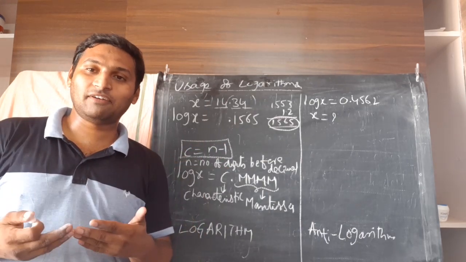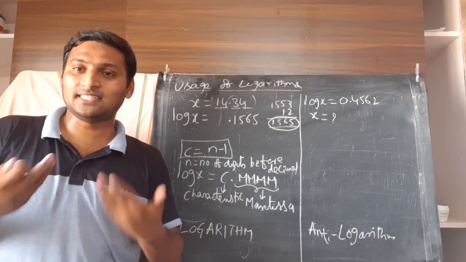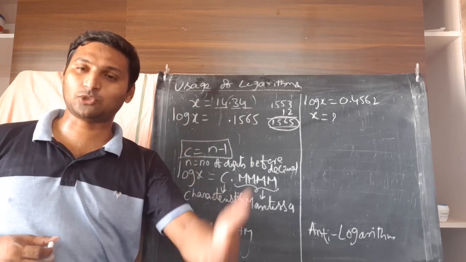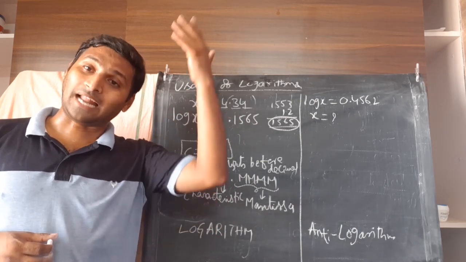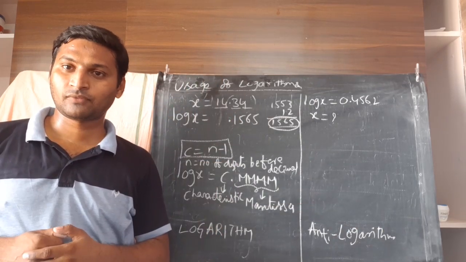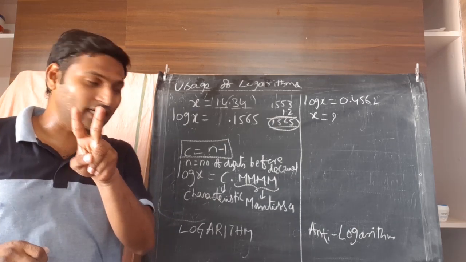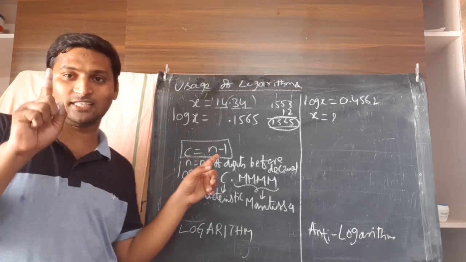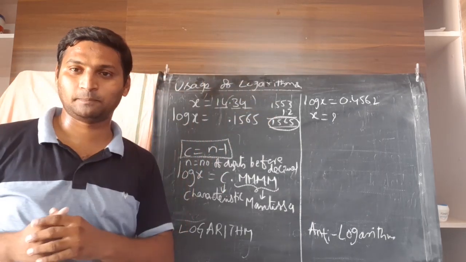Whereas if the given value of x is tens, say for example 10 point something, 11 point something, 12 point something, up to 99 point something, you will get 2 digits before the decimal. That's why the characteristic will be 2 minus 1, that is 1. So you will get 1 point whatever.